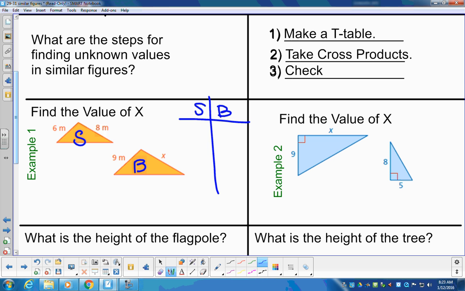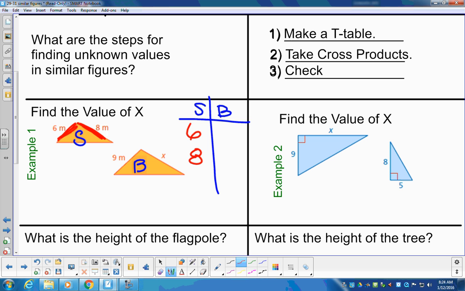So in that small figure, we have a side length here of 6 and another side length of 8. So in the small figure, we have 2 values, 6 and 8, are the sides. All of that goes on the left-hand side. What's up, Tom? How do we know which number goes on top? Doesn't matter, because we're going to cross them anyway.